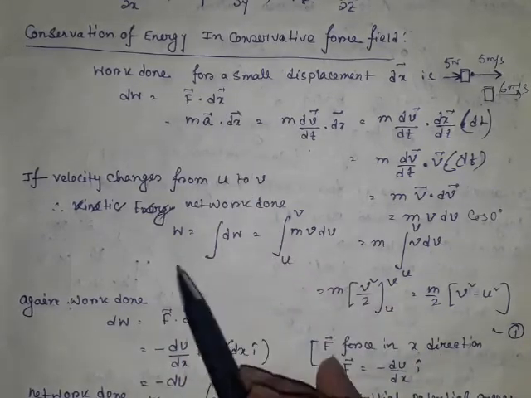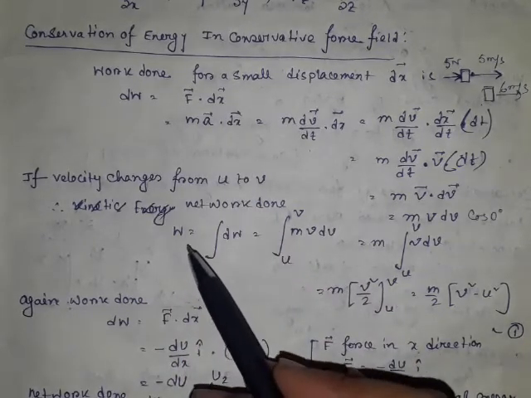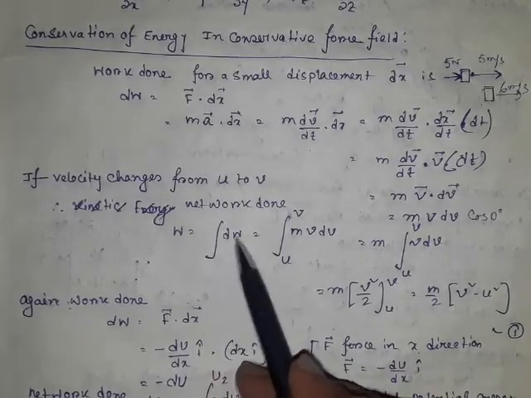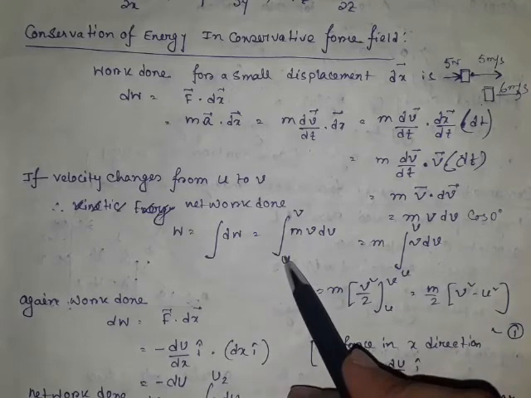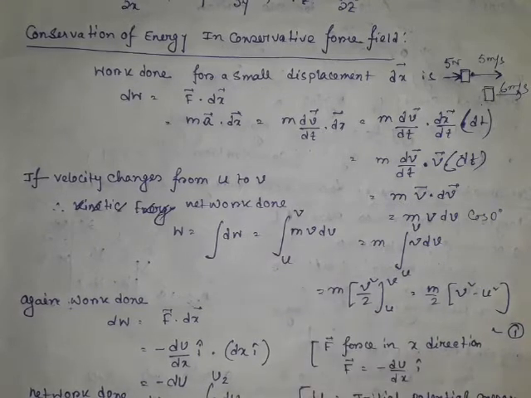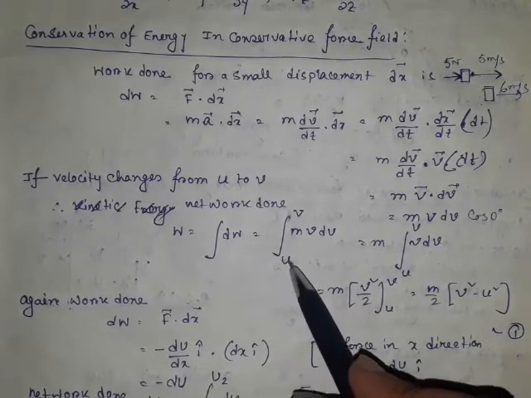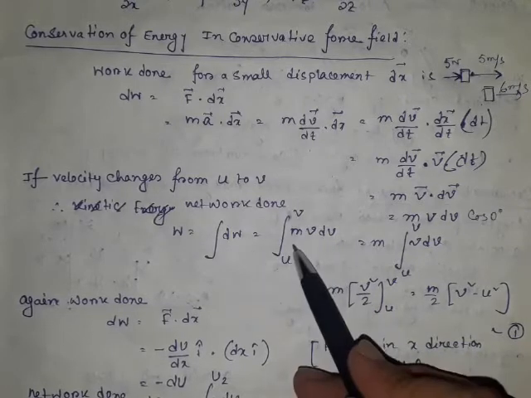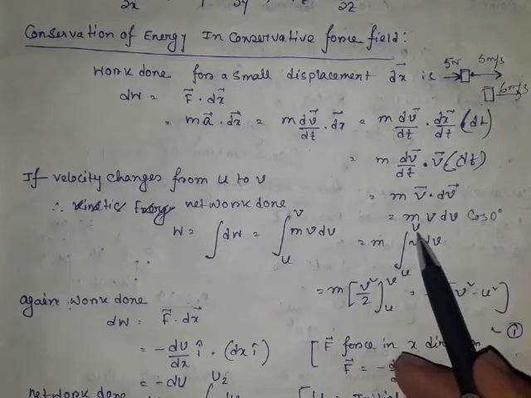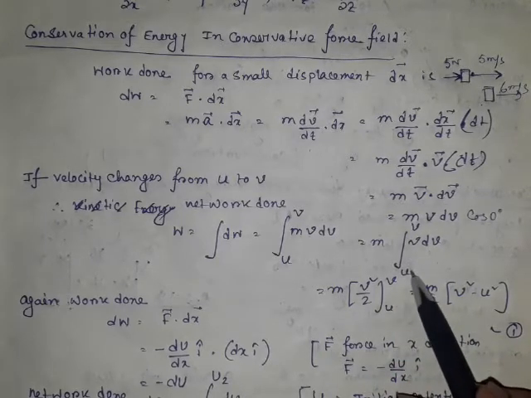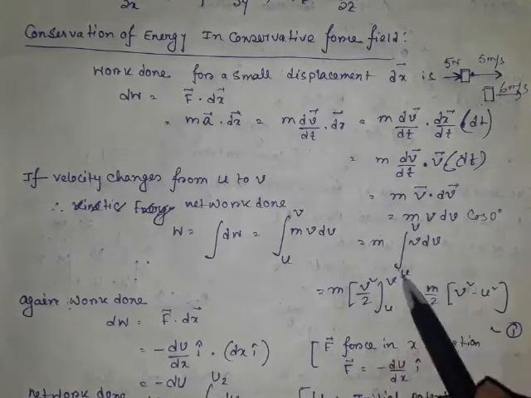So then total work done W, we can find that by integrating this dW, and integration will be done over the velocity range from u to v. Since the velocity has changed from u to v, m is constant, so take this out of the integration of v dv starting from u to v. This is called the limit.